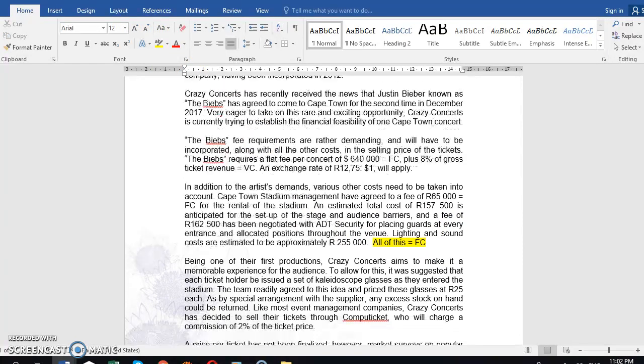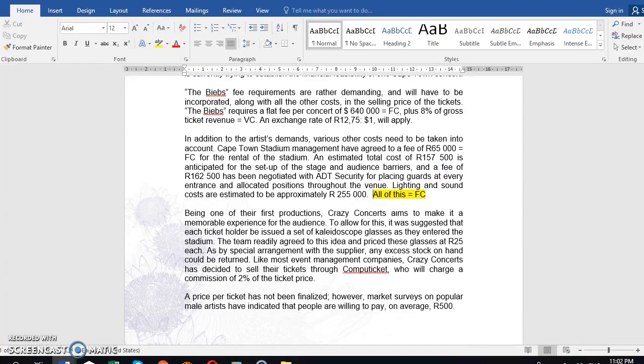Alright, then, being one of the first productions, Crazy Concerts aims to make it a memorable experience for the audience. To allow for this, it was suggested that each ticket holder be issued a set of kaleidoscope glasses as they enter the stadium. The team readily agreed to this idea and priced these glasses at $25 each. So very important, this $25 will not be paid by the people attending, it's paid by the company. So it's not a revenue for the company, it's a cost for the company. And which type of cost is it? Well, it depends. Now this is the crucial point over here.